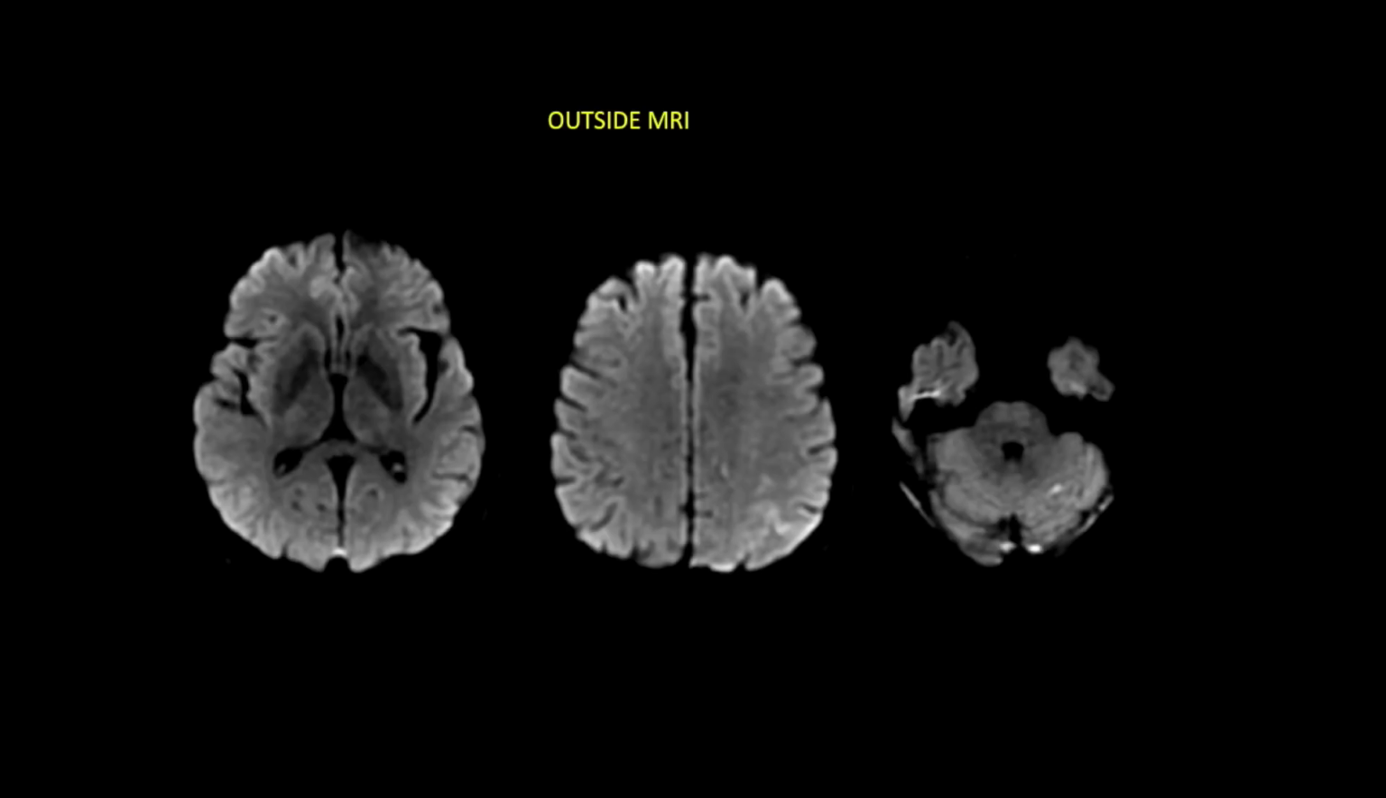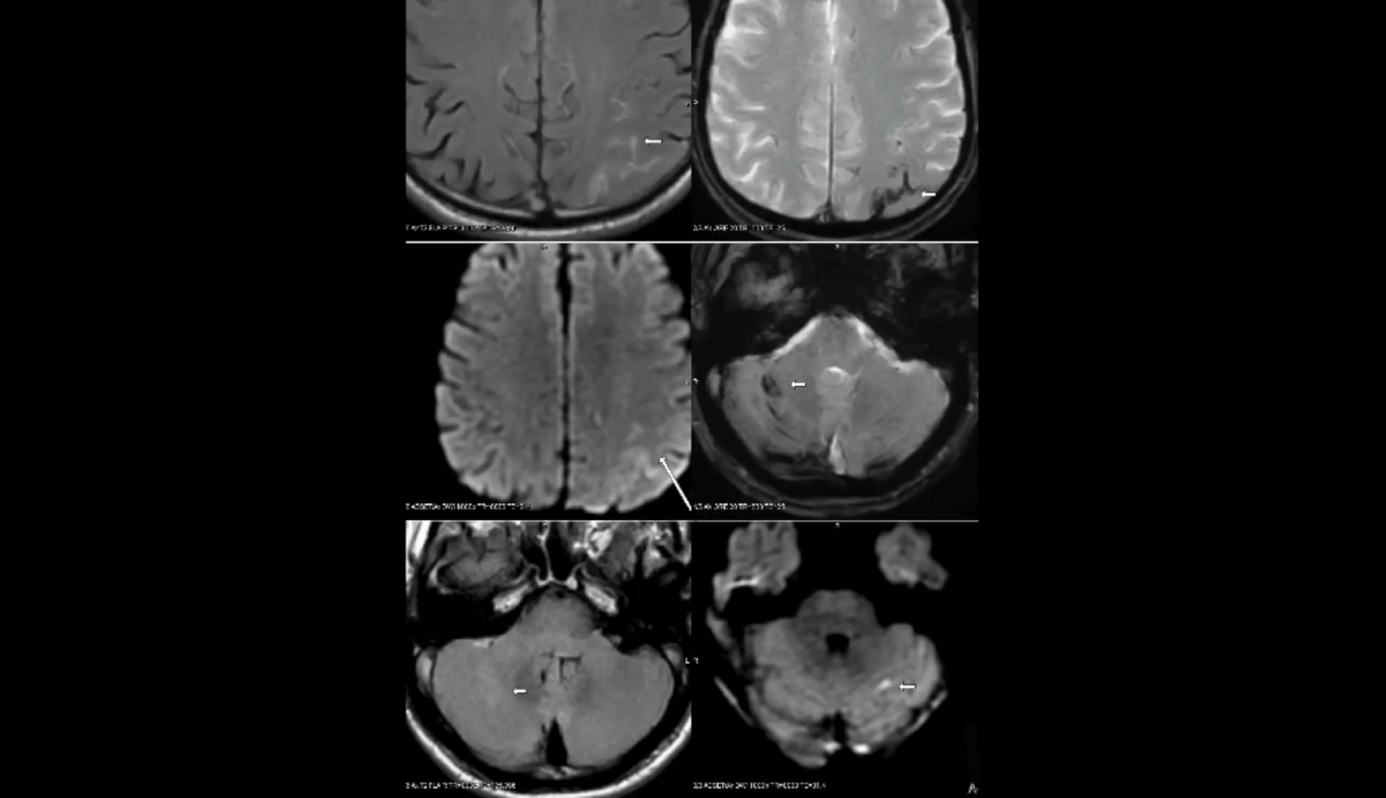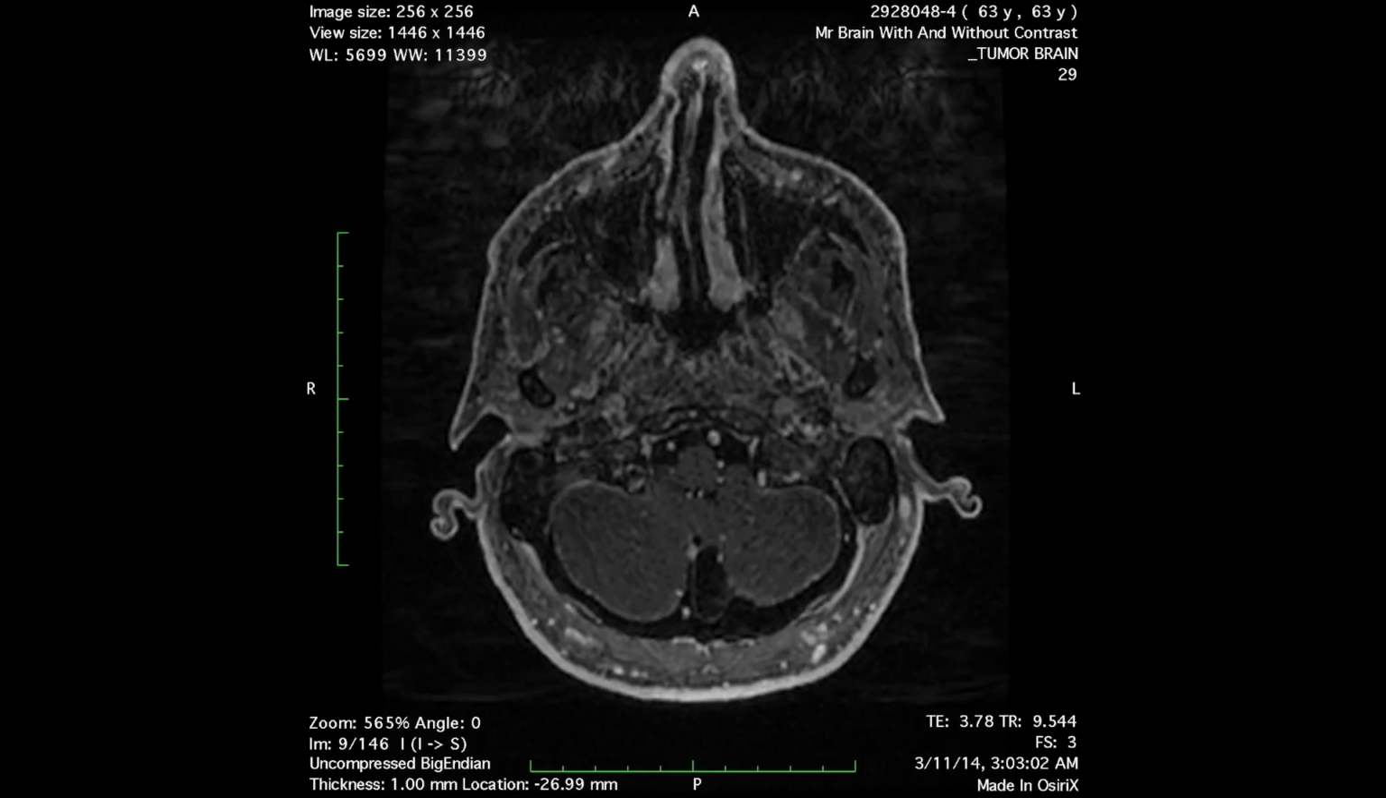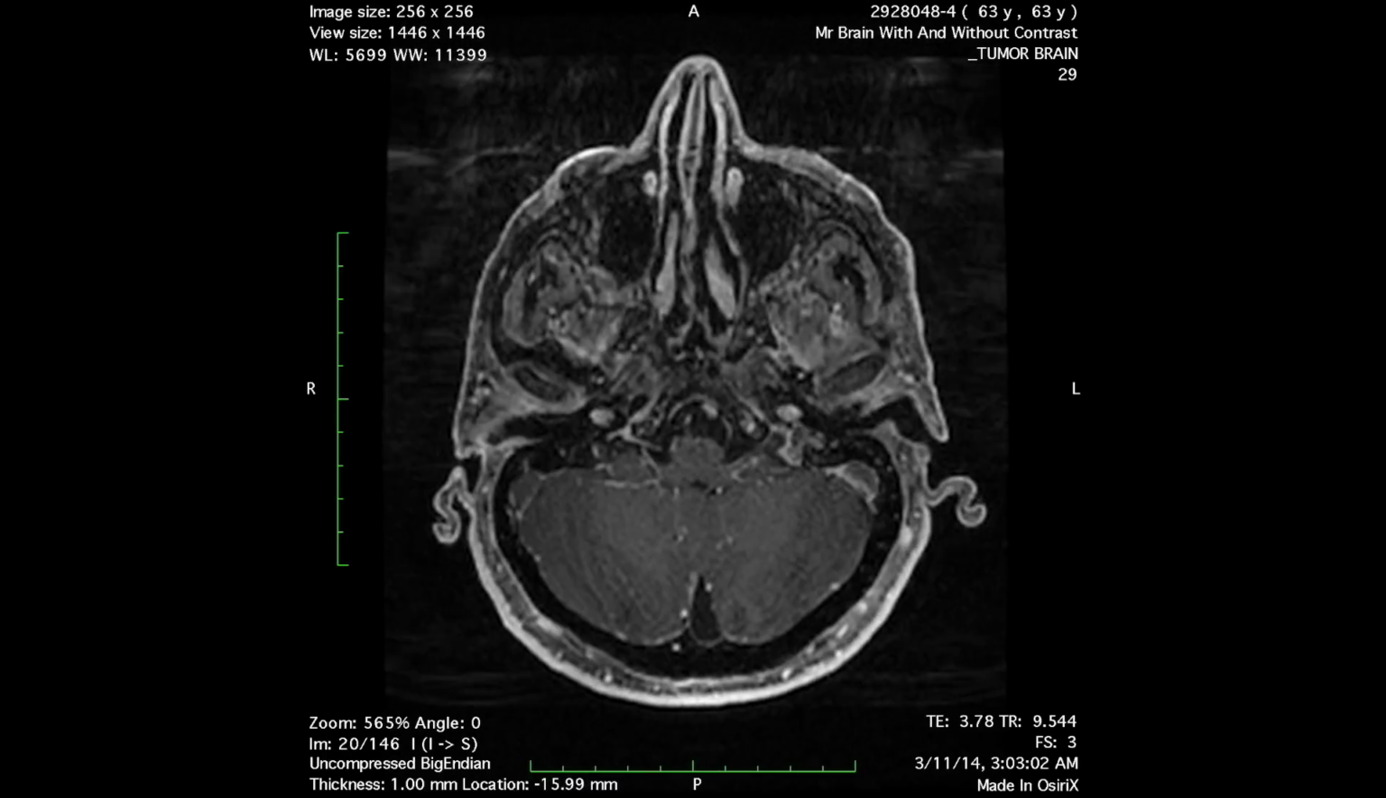An MRI that was done at the outside hospital demonstrated no significant infarcts in the diffusion. However, again, on the gradient echo and MR sequences, there was demonstration of blood. On the MRV reconstruction, there was evidence of an occluded superior sagittal sinus, transverse, and sigmoid sinuses.